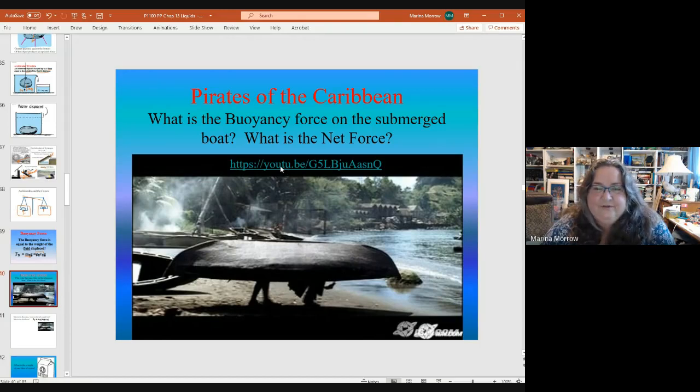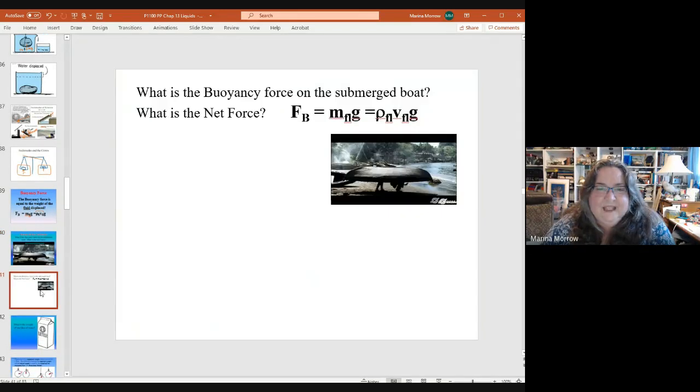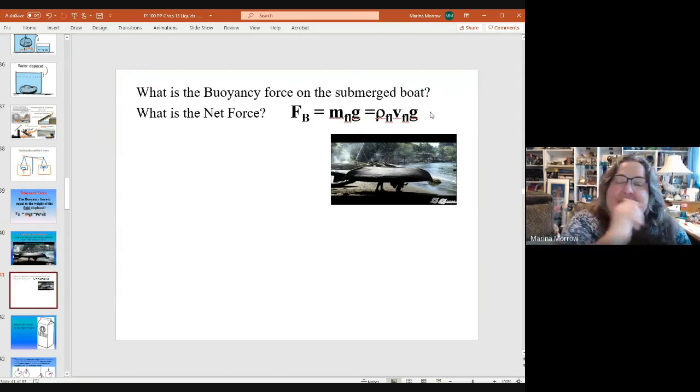And so there is a YouTube video of it if you want to go review. Usually in class we will watch that, but let's just do the math here. Okay, so the buoyancy force on the boat, is it greater than the weight of the boat? Let's find out. So we've got to figure out what the buoyancy force is on this boat.